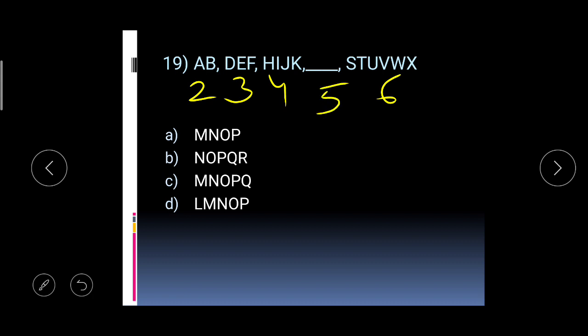That means this term has to have 5 letters. Okay, so this means the option with the 5 letters is the correct answer. So this is not the answer, I am sure about that, because it has to have 5 letters.